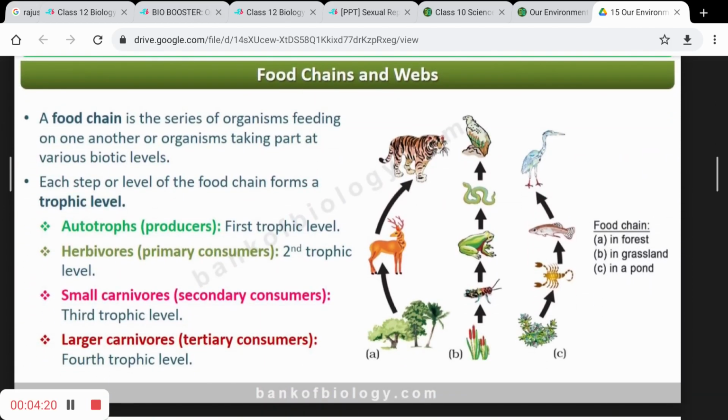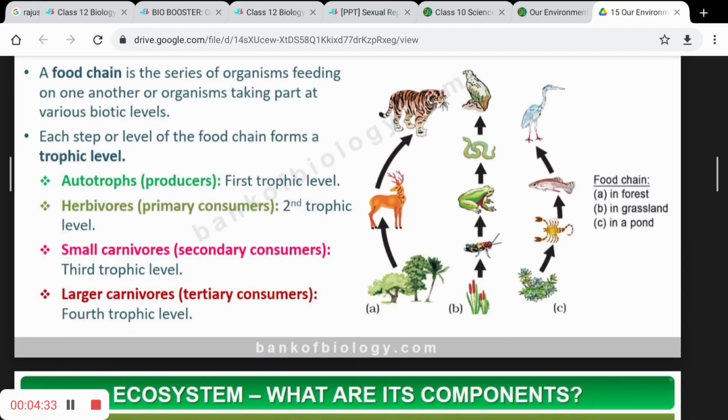Next, food chain. What does food chain mean? A food chain is a series of organisms feeding on one another. Organisms take part at various biotic levels. Each step or level of the food chain forms a trophic level. So the first trophic level is occupied by producers.